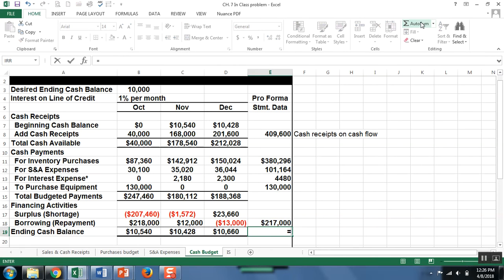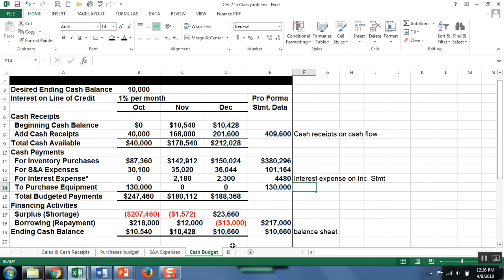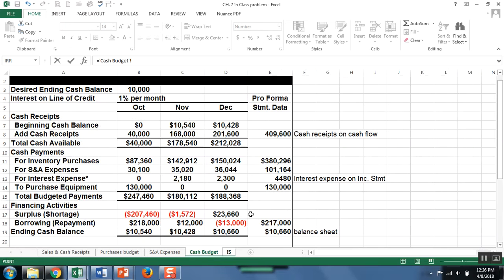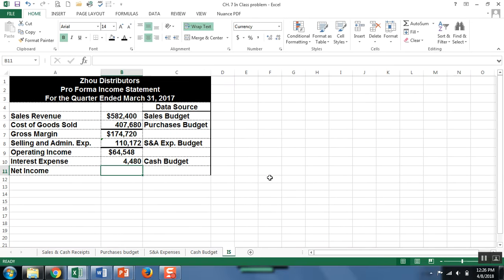And then our ending cash balance on our balance sheet is going to be $10,660. This is going to be our interest expense on our income statement. All right. So now we can finish our income statement by adding our interest expense, and we're going to get our net income of $60,068.